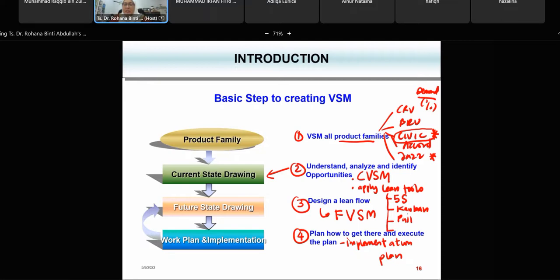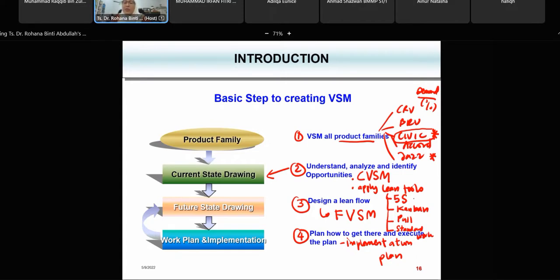Alright. Mungkin ada certain areas yang tak ada lagi standard work. So you apply standard work dekat certain areas. Okay. So this is all the lean tools yang you propose in order for you to develop the future state value stream mapping. Dah propose ni, pergilah buat.